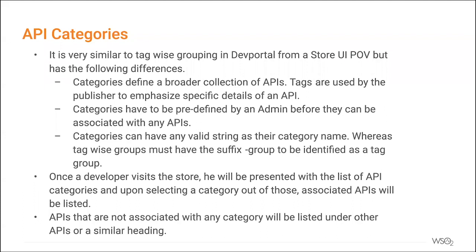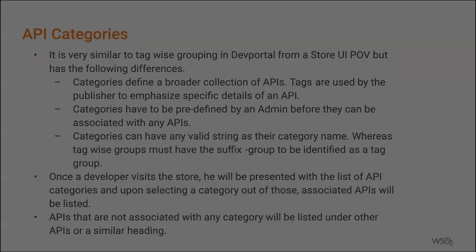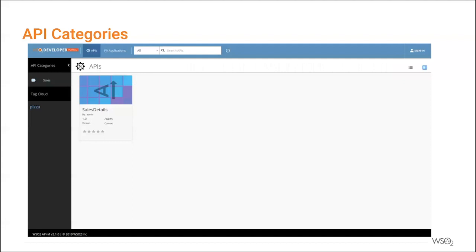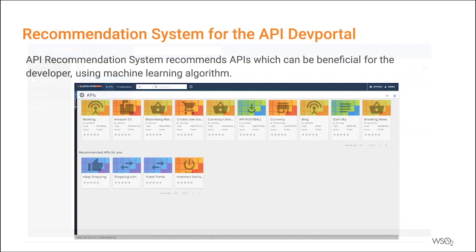So it's a little bit different than tags. If you're aware of the usage of tags, tags are a way where the API providers can use their own strings as tags, and tags are used mainly for the ease of searching. Categories are a little bit different. Providers cannot use their own categories. The categories are predefined by an administrative user, and they will be separated out in the developer portal by their respective categories of the APIs. So this is another feature that's coming up in the next version. So that's about the second feature.